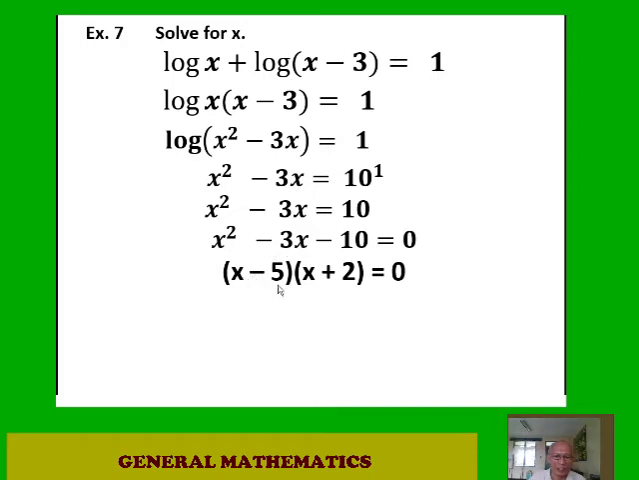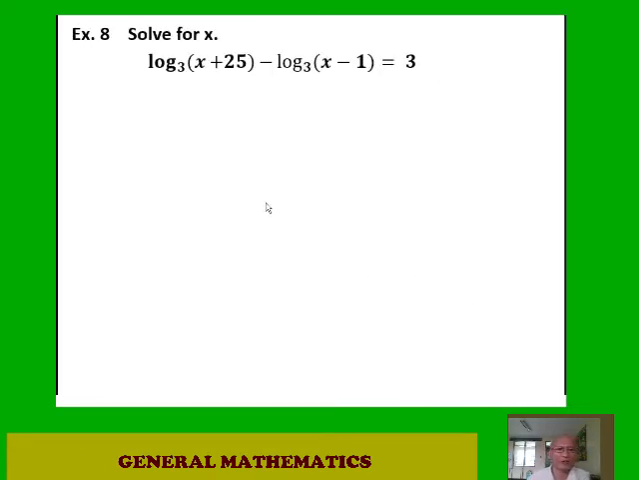After that, equate each factor to 0. So x minus 5 equals 0. Then solve for x. It is equal to 5. Another factor, x plus 2 equals 0 also. Solve for x. So x is equal to negative 2, because positive 2 transferred to the right becomes negative. So for your correction.